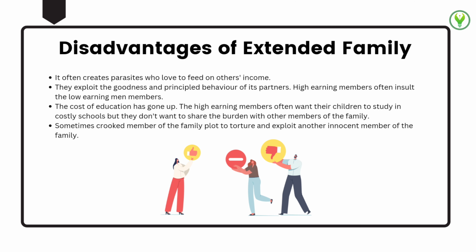Sometimes a crooked member of the family plots to torture and exploit another innocent member of the family. The decision maker is the head of the family. Other members may feel lost or develop an inferiority complex.